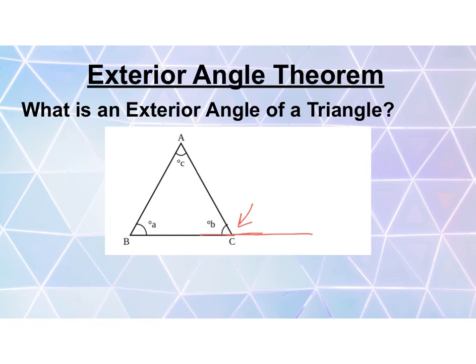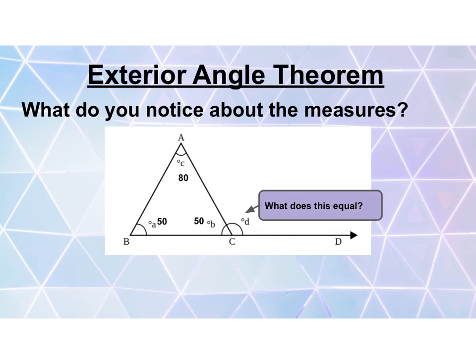And what I know is that it must be supplementary to this angle B. It's a little confusing. I don't know why they put C there and B there, but it's supplementary to that. So we'll call that angle D. That is our exterior angle. If I plug in some numbers, let's call this 80, this 50, and this 50. You can see I made it isosceles.